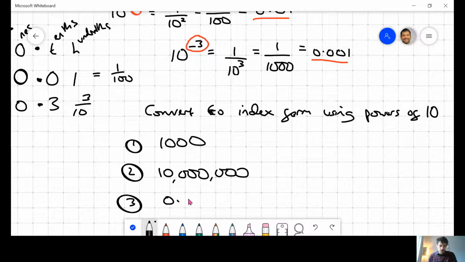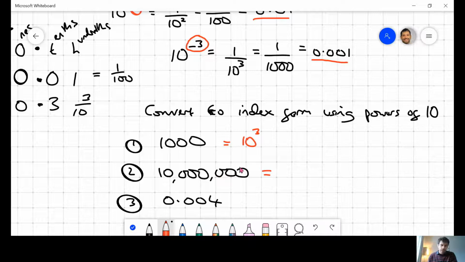And then 0.004. Good. So pause the video, have a go at those. So it is 10 to the power of the number of zeros, 3. Or it's 10 times 10 times 10.